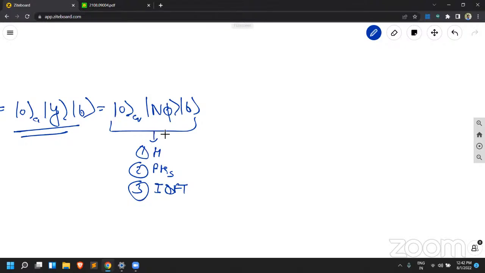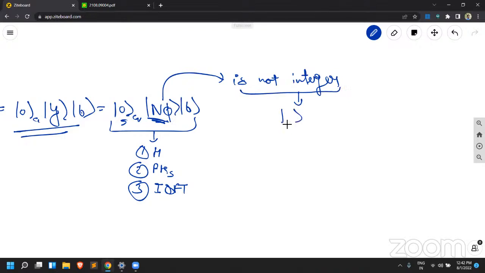Before moving on to the next step, which is controlled rotation on ancilla, we can perform some changes. This n phi that we have here is not an integer. This is actually a problem for us, since within the ket notation everything is represented in a 0 or 1 basis. So any number will be written as 0, 1, 1, 1, 0, 0, whatever. But using this in the ket notation, we won't be able to tell where the decimal point is. Since it is not an integer, there has to be a decimal point, but we won't know its position. So that creates a problem.